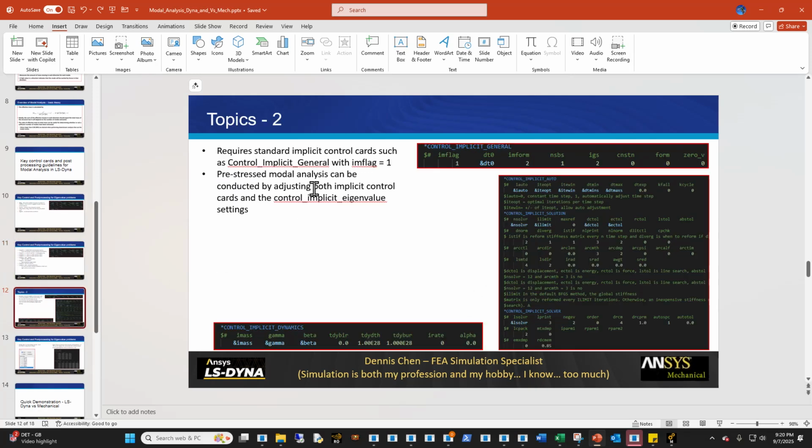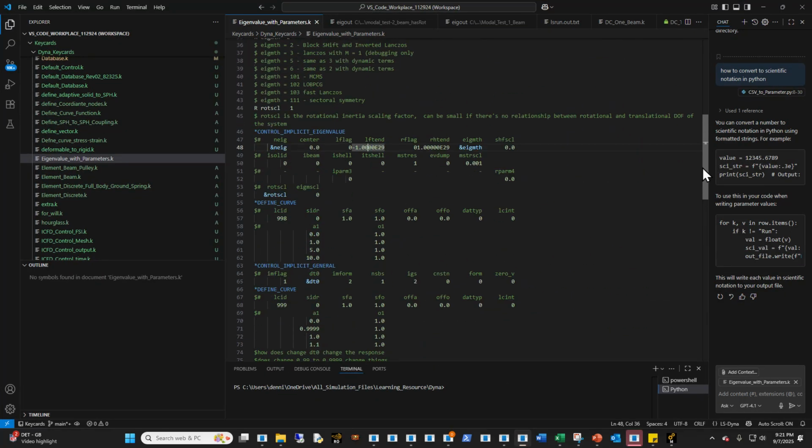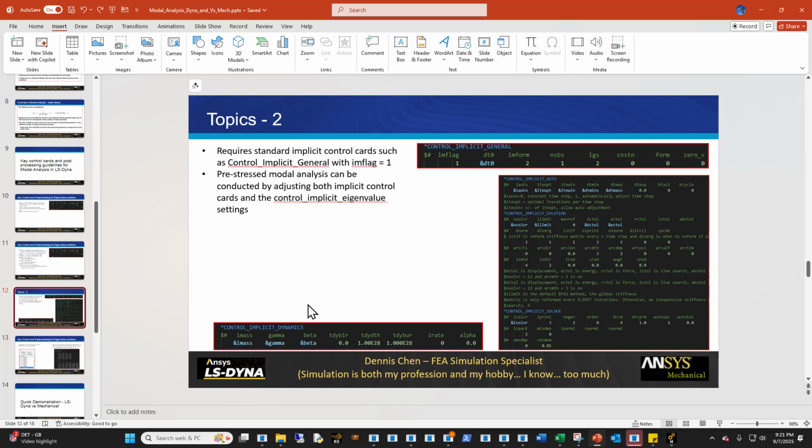What an eigenvalue problem also requires inside Dyna is that you have to include the standard implicit control cards. Without them, the job would behave pretty weirdly, because you essentially default to explicit, and that's not what you want for a modal analysis. You want to solve that implicitly, so you have to include these implicit control cards. That's why I have a very clean implicit control card template that I'm adding the eigenvalue control card to, and together I can just copy paste this into my problem, and that allows me to solve the modal analysis.